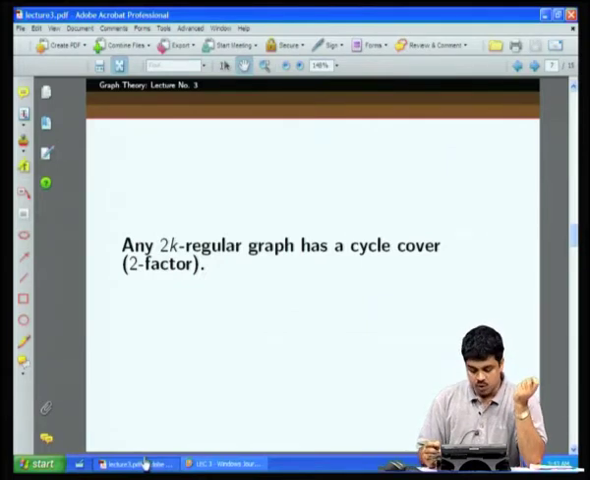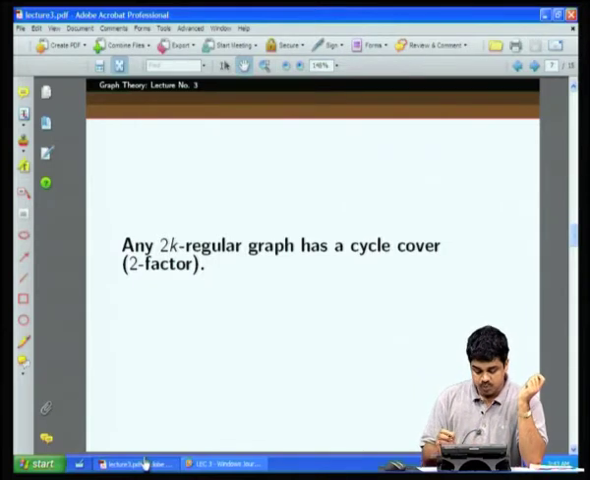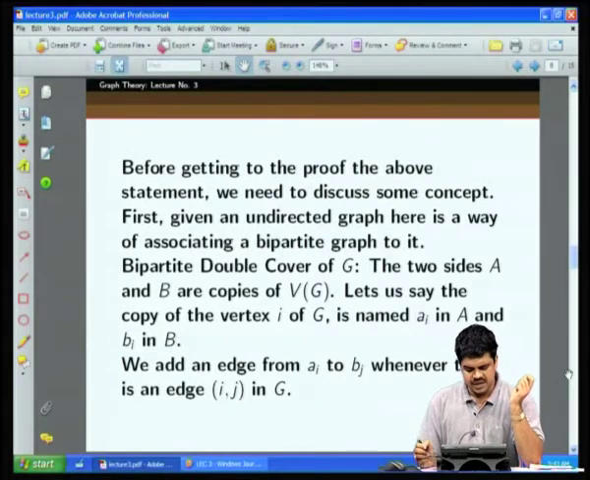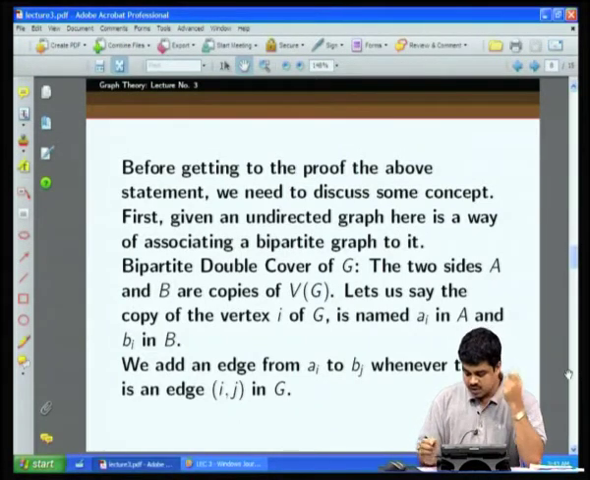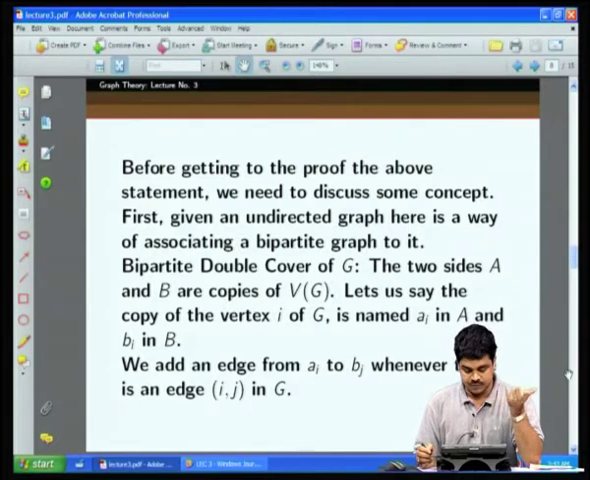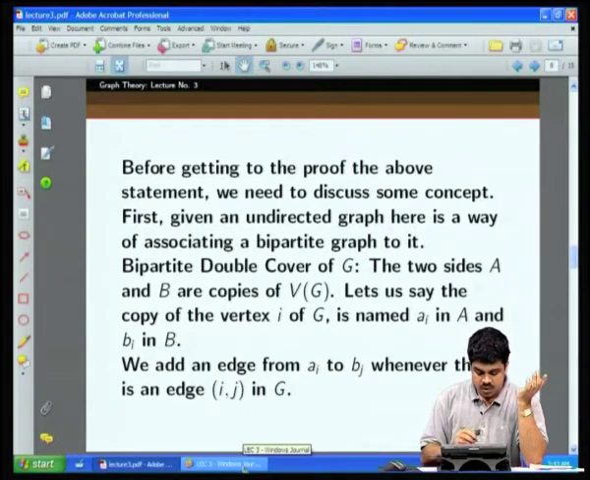How do we go about proving this? So, before getting to the proof of this statement, let us consider some ideas which we will need. One idea is that of a natural way to associate a bipartite graph to a given undirected graph, or also to a directed graph. So, we will consider that.